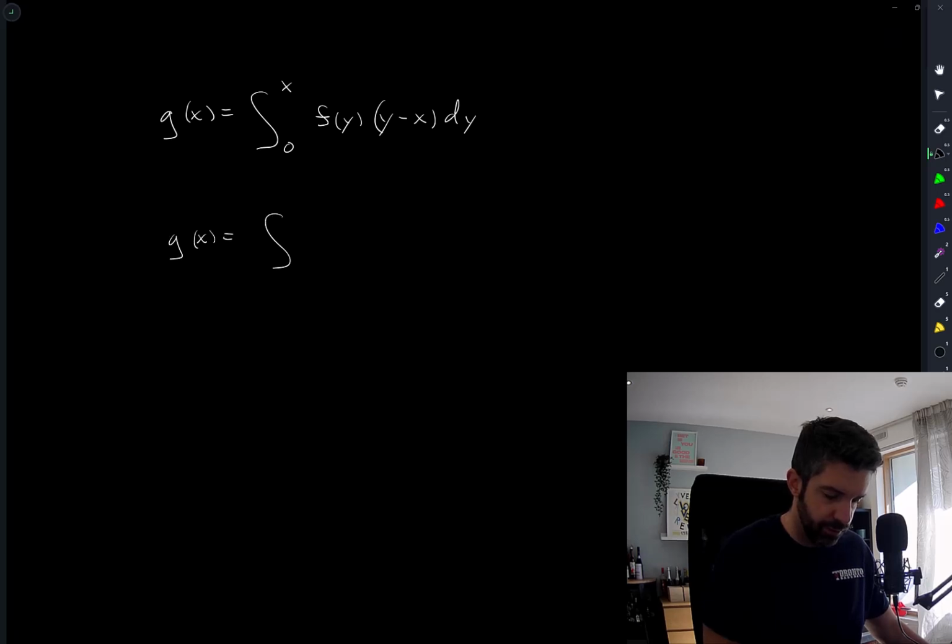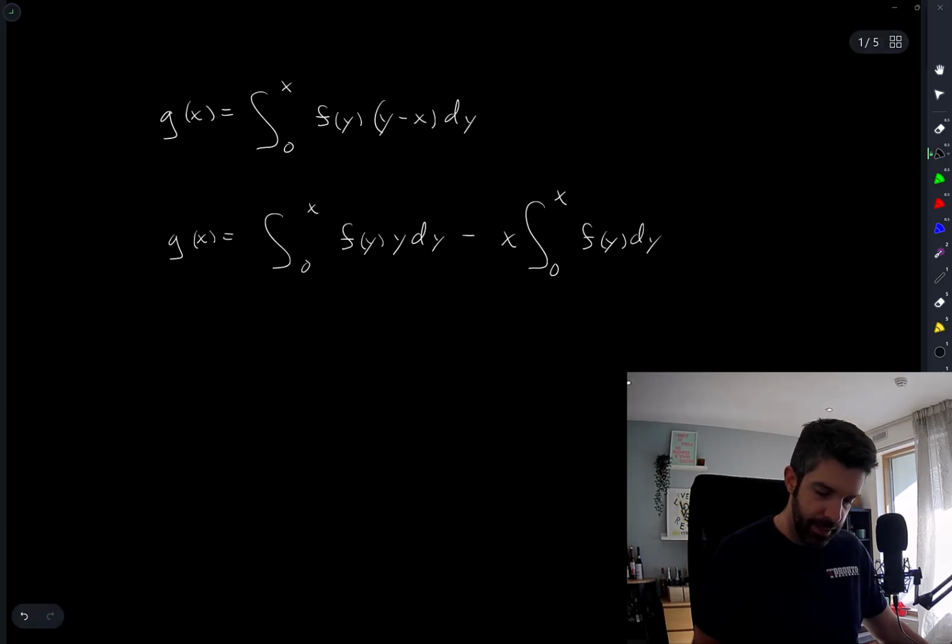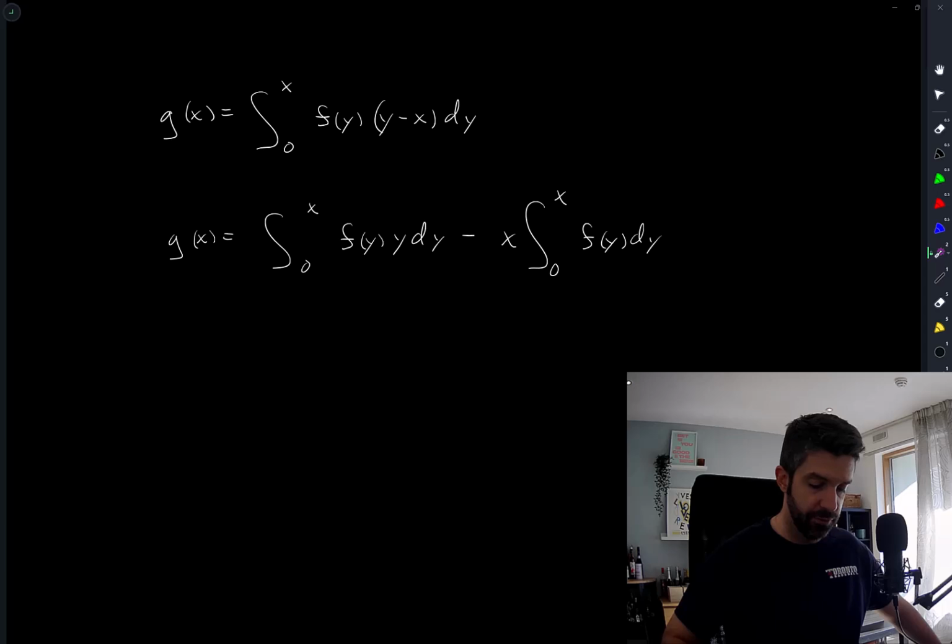g of x is equal to the integral from 0 to x of f of y, y dy, minus x times the integral from 0 to x of f of y dy. If I take a derivative of this, then I don't actually have to take a derivative of f just yet. When I take a second derivative, I will have to take a first derivative of f.